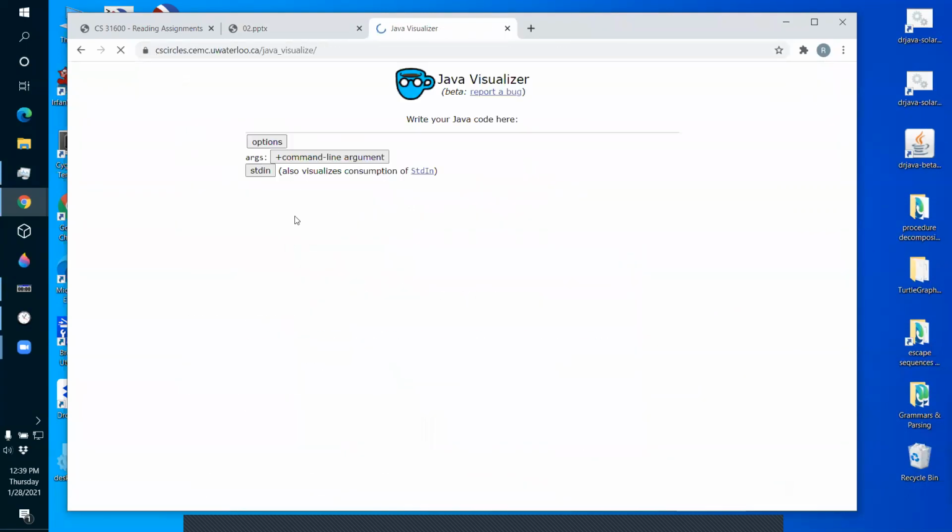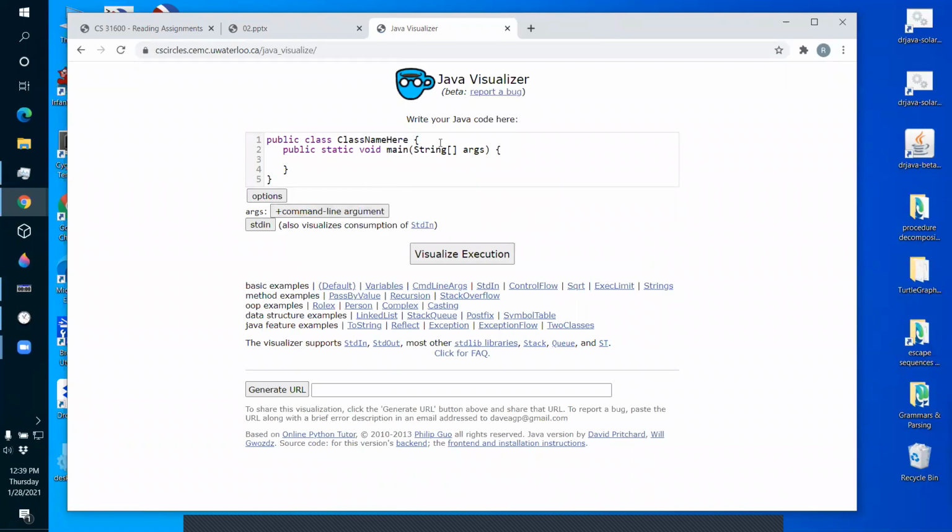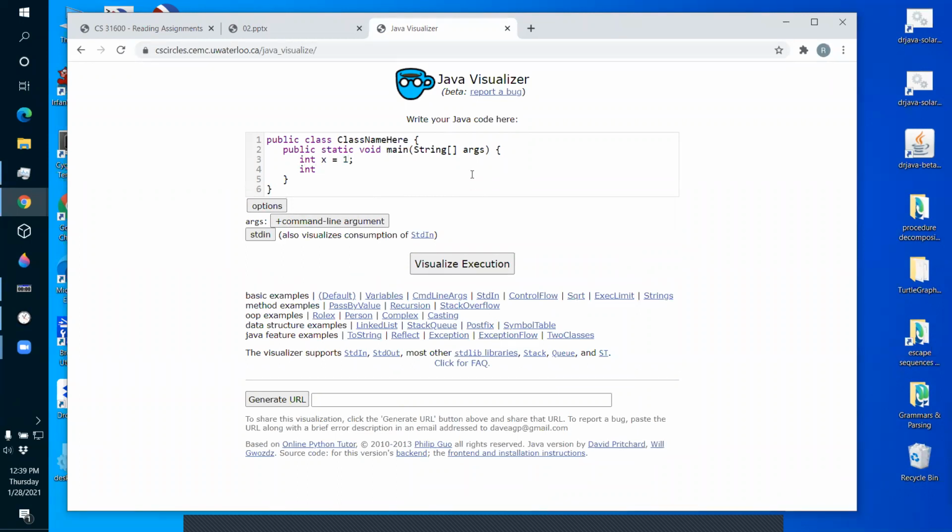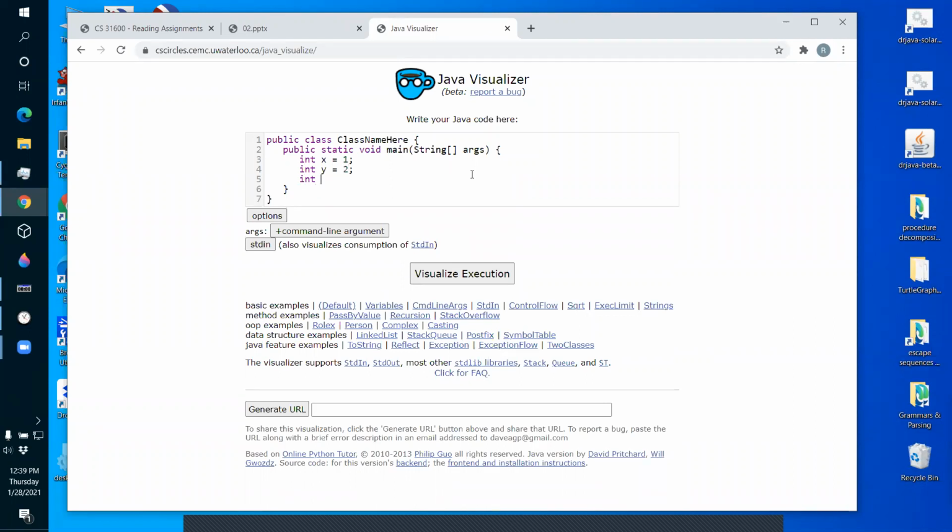I'm going to go to the Java visualizer, and we're going to look at a kind of famous example in Java. Okay, int x = 1; int y = 2; int z = x+++y. What does that mean? This is not an easy problem, but here are 3 lines of Java. Can you read it? Start thinking. What do you think line 5 means?